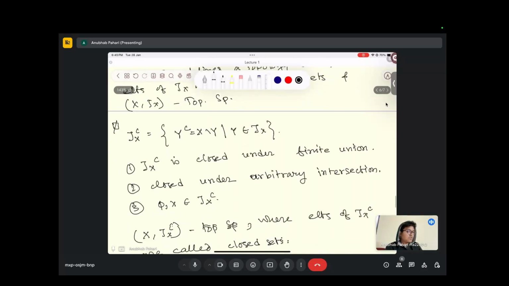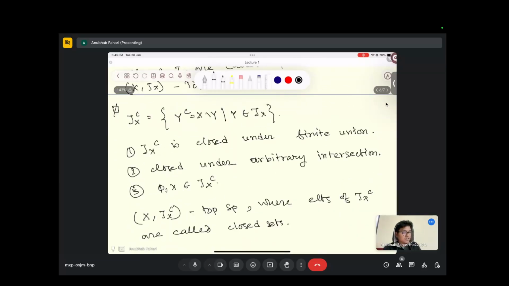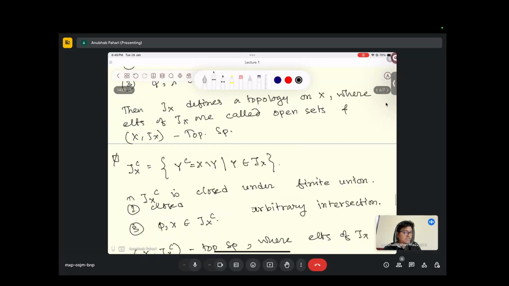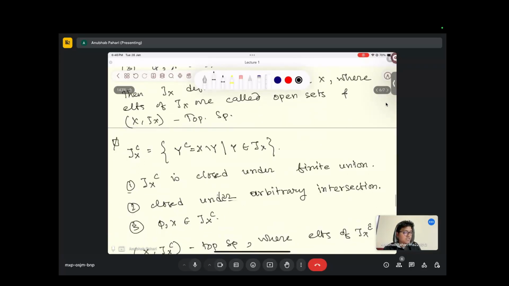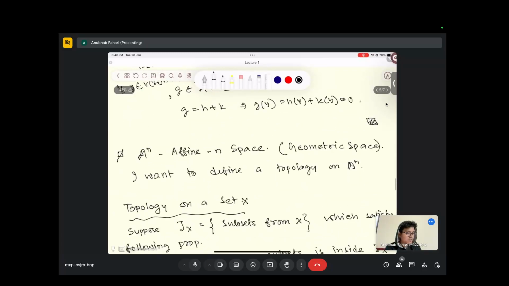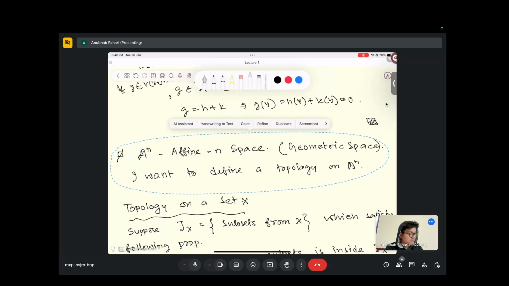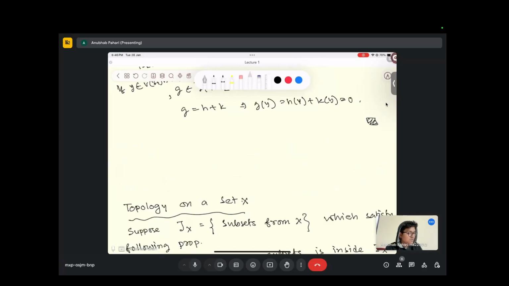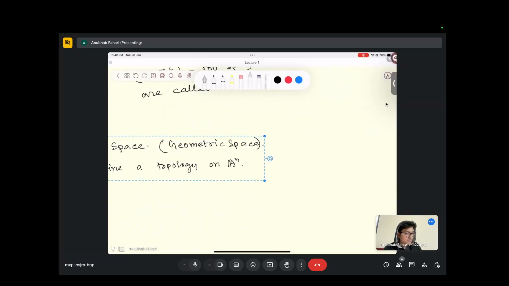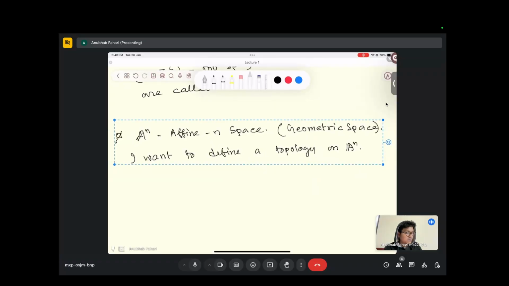Now we'll be using this second idea, the complement of tau X. Let me cut this part and paste it here. Okay.